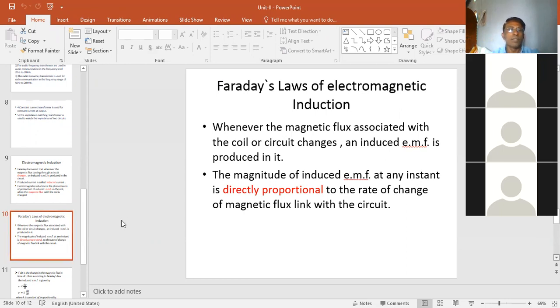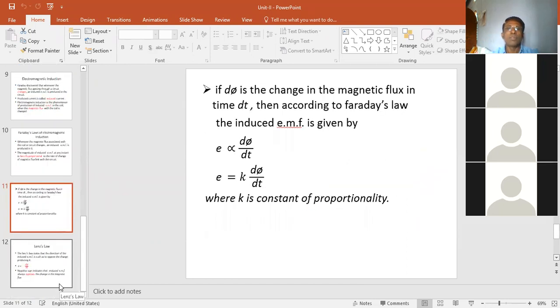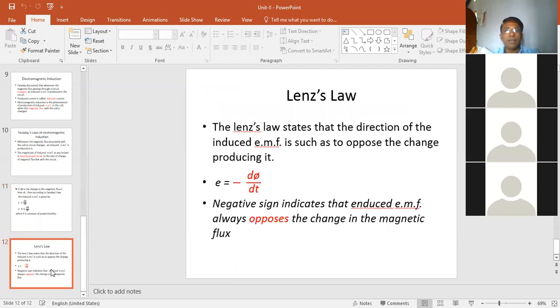So mathematically, suppose d phi is the change of magnetic flux in a time interval dt. Then according to Faraday's law, the induced EMF is directly proportional to the rate of change of magnetic flux, so d phi by dt, where d phi is the flux and t is the time. If you remove the proportionality, E is equal to k d phi by dt. So this is according to Faraday's law. Okay. After that, there is Lenz's law.